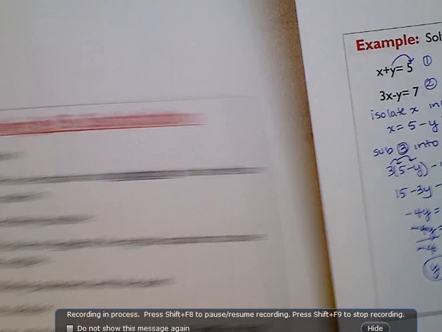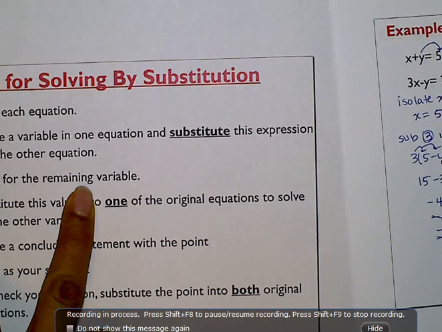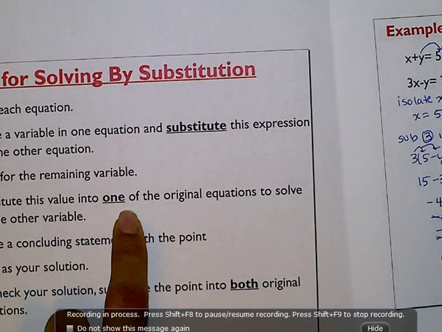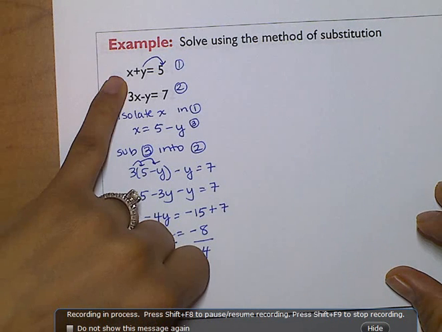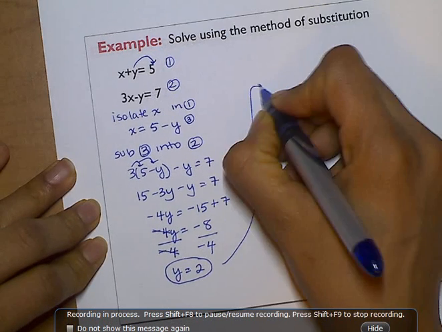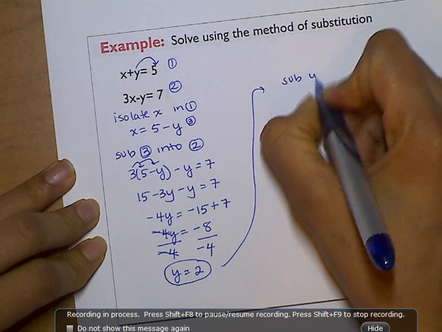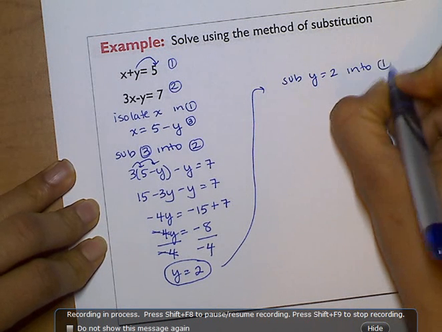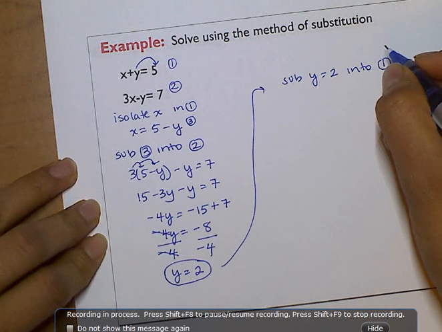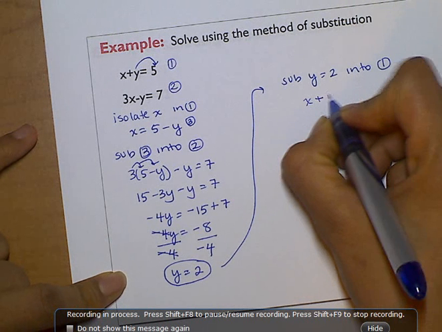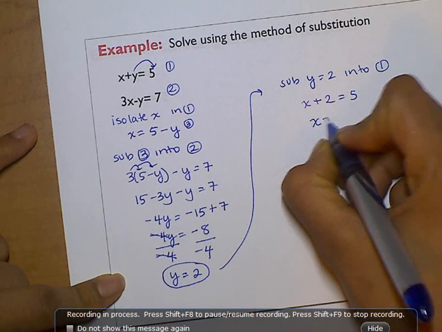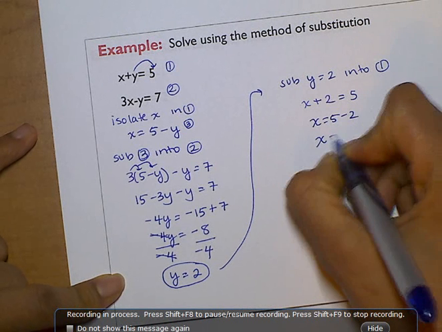Now you're going to take that answer and substitute that into one of the original equations to solve for the variable. So I'm going to substitute that y equals 2 back into equation 1 or 2. And I'm just going to do that right here. So sub y equals 2 into equation number 1. It's a little bit easier to work with. You can also substitute into the second equation. It works both ways. So here I have x plus 2 equals 5. I'm going to solve for x, and that's 3. So therefore, my solution is x comma y. It is 3 comma 2.